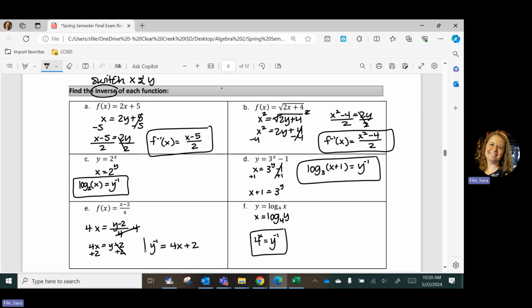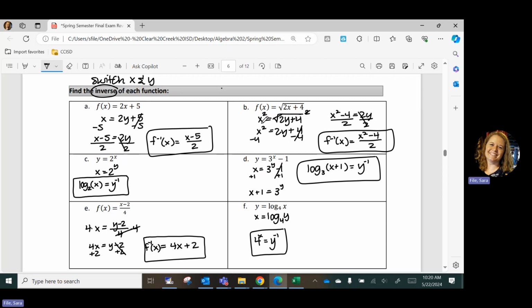Okay, and I indicate that it's the inverse with that little -1. Oh, and actually that one was in function notation. It said f of x. So I'm going to write that in function notation. So f inverse of x. Whether I use inverse of y or f inverse of x, I just look at what it was originally given as, y equals or f of x equals, and I keep it consistent.